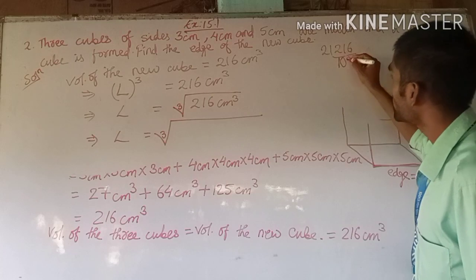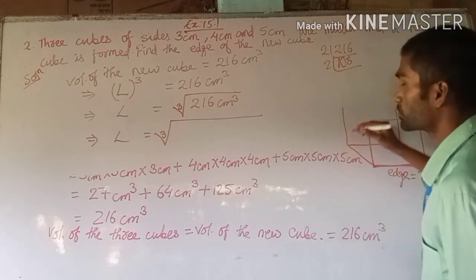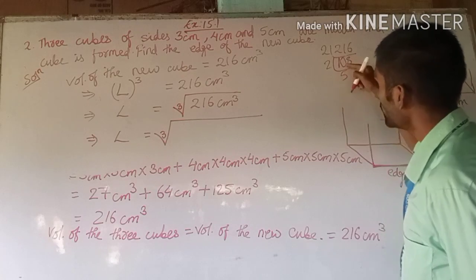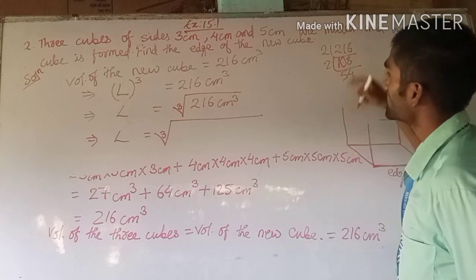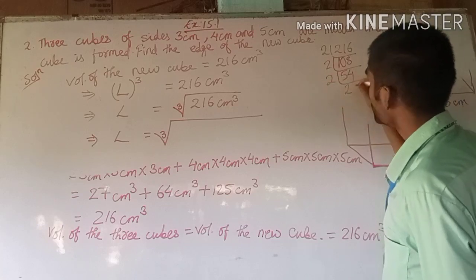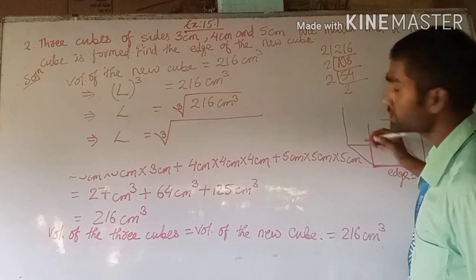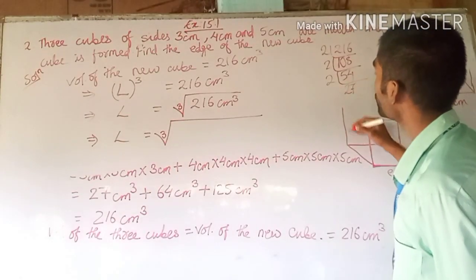So 2, 8 times is 16. Now again by 2 it is possible. 2, 5 times is 10. Again 2, 4 times is 8. Again by 2, 2 times is 4. 1 in hand, so 14 it is. So 2, 7 times is 14.